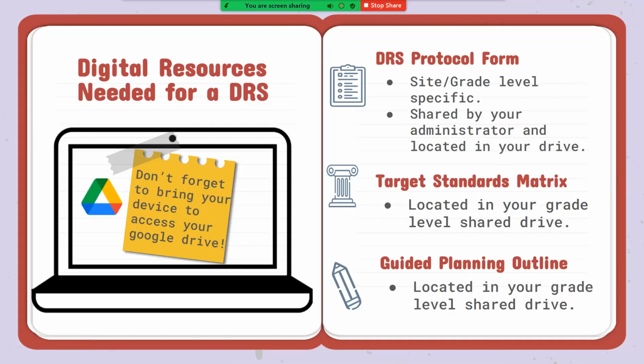You will also want to refer to your guided planning outline, which is the third resource you will need. This was created in your guided planning session with your team and is also located in your grade level shared drive. So don't forget to bring your computer as you will be using your Google Drive during this meeting.